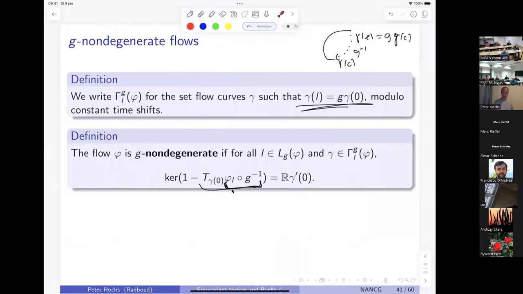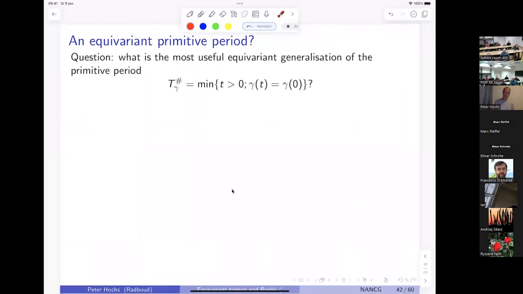The only thing we had to do is look at these kinds of curves instead of just leaving out the G there. And what was surprising to us, and maybe surprising to you as well, is that this primitive period was rather non-trivial to generalize. In the classical case, the primitive period was the minimum, the first time where the curve ended up back where it started.